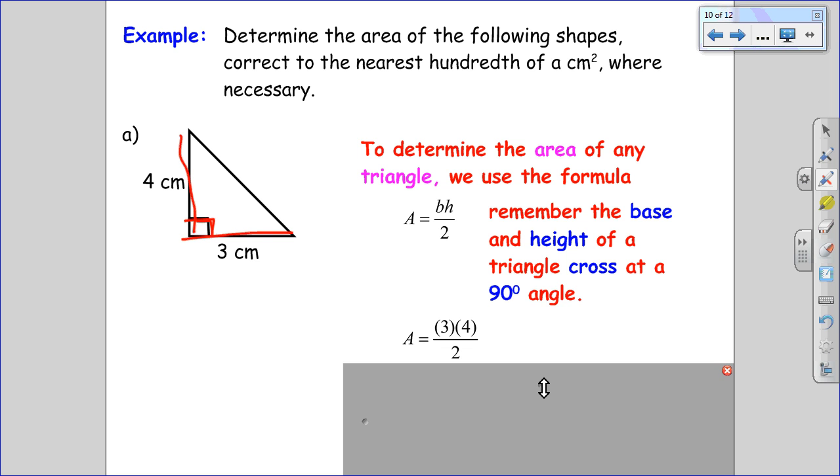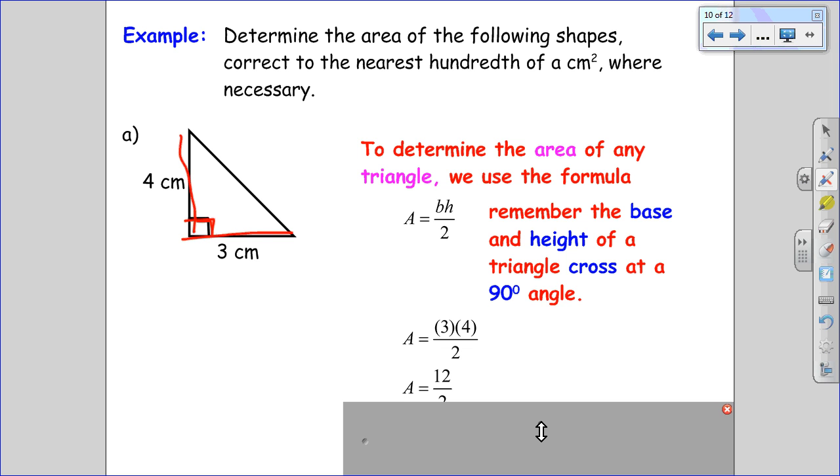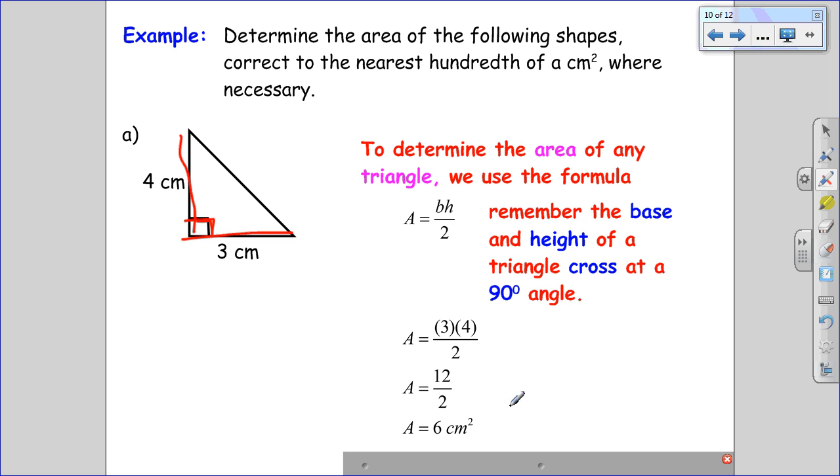So 3 times 4 over 2. BEDMAS tells me do the top first. I get 12 over 2, and it's 6. And remember, we had centimeters times centimeters. So if we think about that as expanded form, we have to write that as centimeters squared.